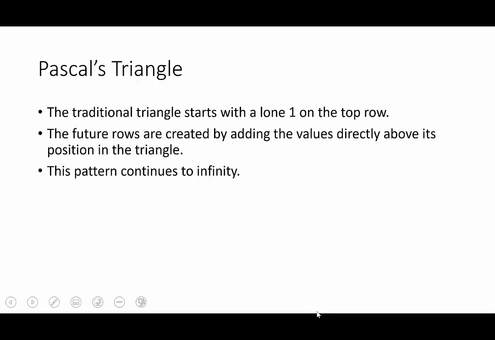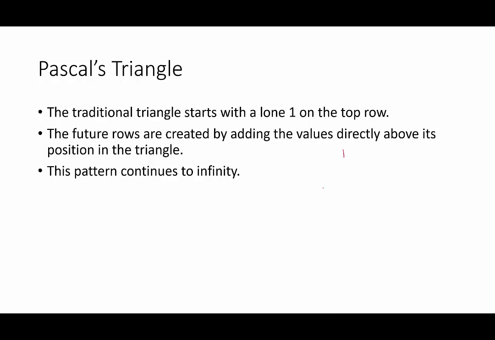So, here's what Pascal's triangle is. The traditional triangle starts with a lone 1 in the top row. And then we create future rows by adding the two values that are directly above it in its position in the triangle. And this pattern continues and continues, although we're only going to look at the first 13 of them. So it's a triangle and it starts out with just a single 1.